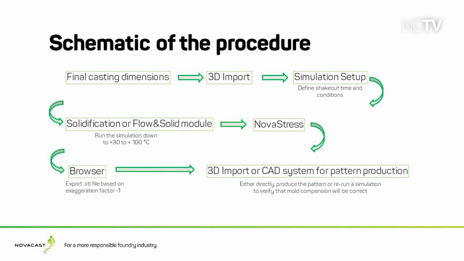So here's a schematic of the procedure. You take the final casting dimensions, the 3D final casting dimensions, go to 3D import, and set up the 3D file. Set up the simulation, and define shakeout time and conditions.